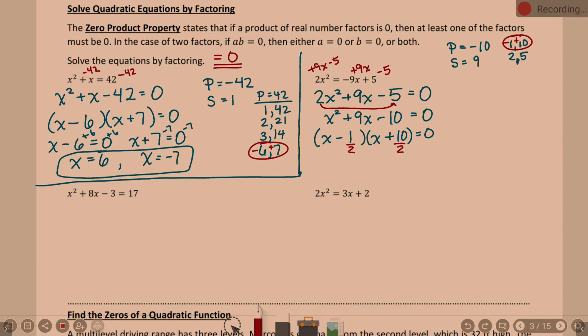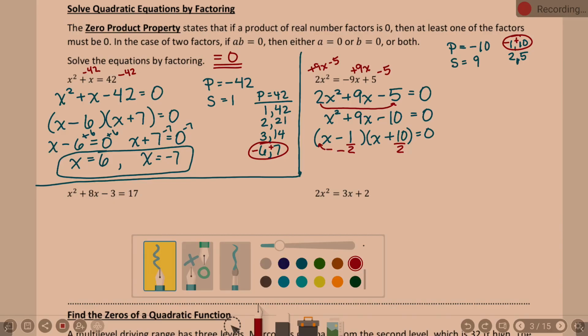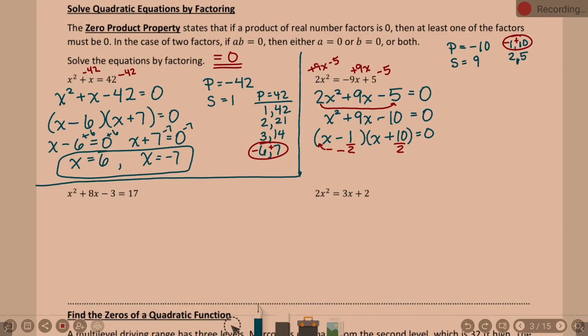Now, in the first one, x minus 1, 1 divided by 2, does that reduce? It does not. So this 2 is just going to move back over. And this is so I can have a proper factor here. So it's 2x minus 1. On the second factor, 10 divided by 2? 5. So this just becomes x plus 5. Okay, so now we've got our 2 factors.